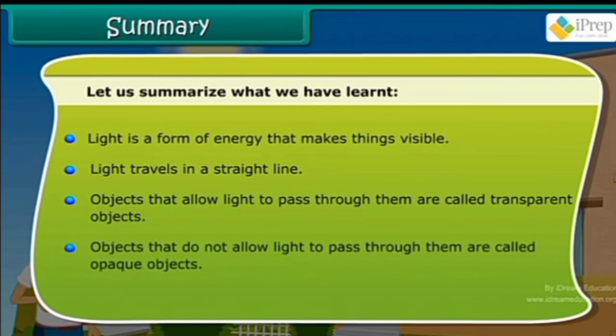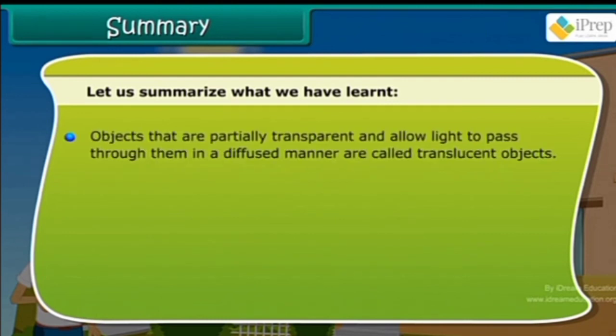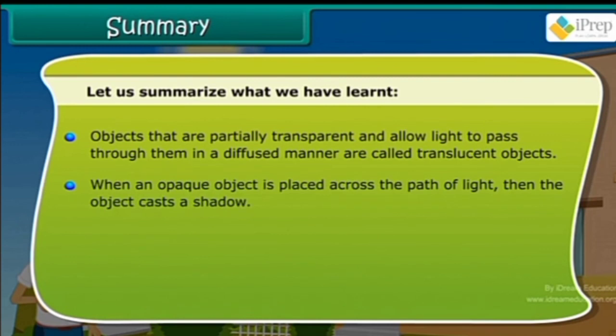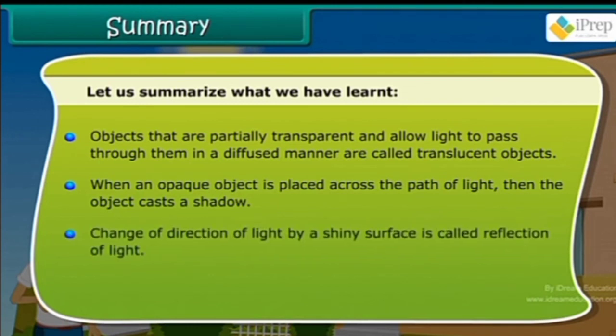Objects that do not allow light to pass through them are called opaque objects. Objects that are partially transparent and allow light to pass through them in a diffused manner are called translucent objects. When an opaque object is placed across the path of light, then the object casts a shadow. Change of direction of light by a shiny surface is called reflection of light.